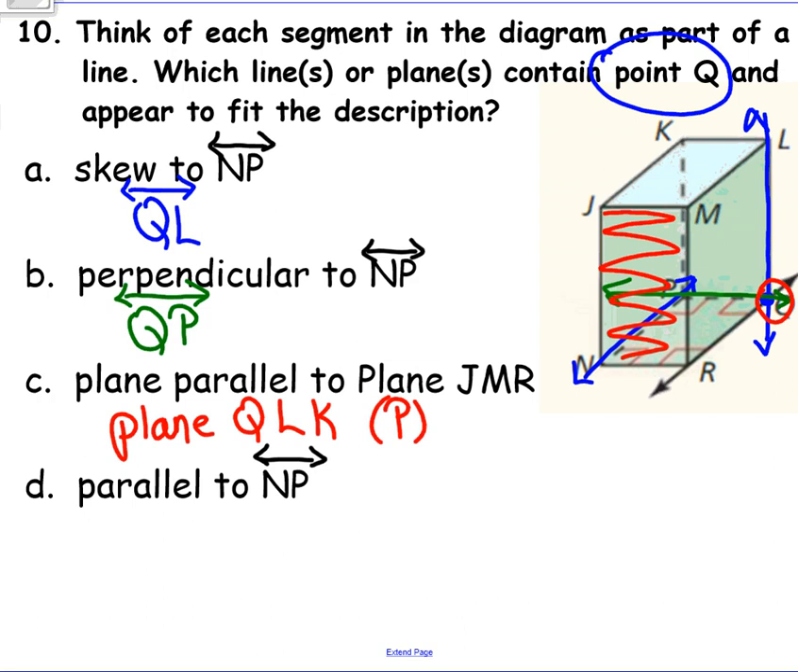Okay, finally, we want parallel to NP. Parallel means that it's in the same plane as NP, as that line, but it's not going to intersect, and that would be on the right-hand side of the box. It would be this bottom line, which would be line QR. Again, don't forget that line notation, and check that off the list.